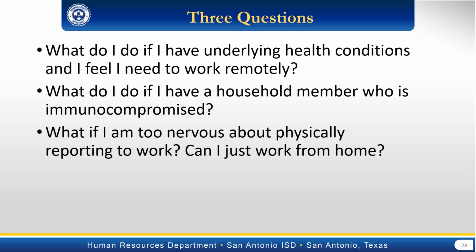So if someone really feels, I just can't do this, this just isn't the time for me to be able to manage the day-to-day demands of a job and balance that with my concerns for my health, for my family's health, I just can't do that right now under these circumstances, we understand that, we respect that, and we can have a different conversation with you about your plans and whether or not you feel you need to separate from the school district until things are different for you.